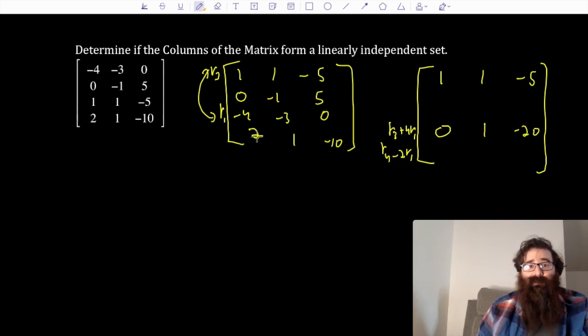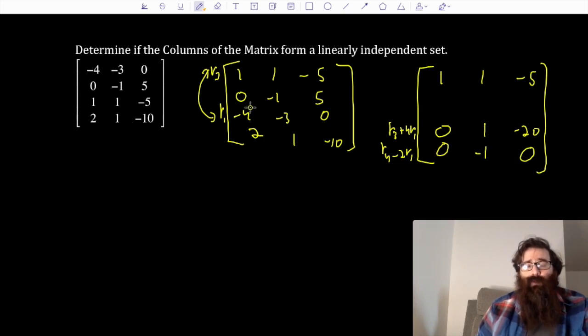And in row 4's position, I'm going to get 2 minus 2 times 1, which gives me that 0 that I had wanted. 1 minus 2 times 1, or that's 1 minus 2, gives me -1. And then -10 minus 2 times -5, so that's -10 plus 10, is going to give me 0.